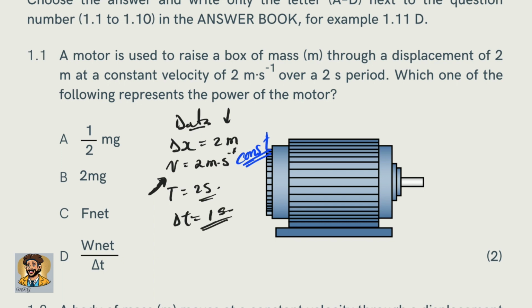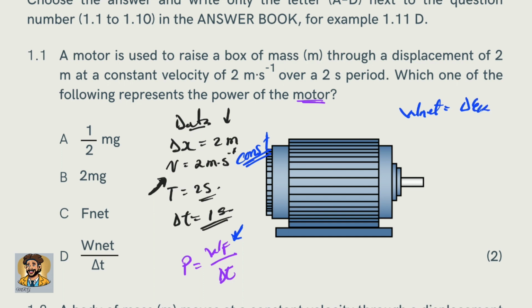All right? And now we are looking for power, the power of the motor. That is equal to the work done by the force of the motor, divided by the time, not by the period, but the time. Okay? So now, how are we going to calculate this force? We can use the work-energy theorem. Net work is equal to change in kinetic energy.